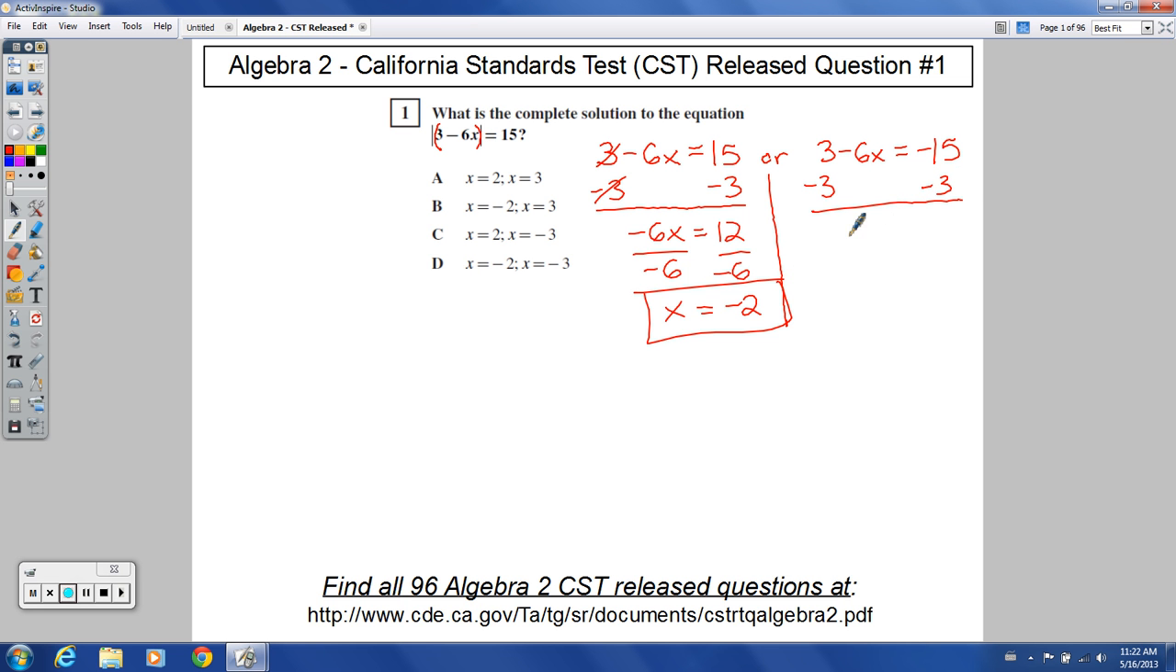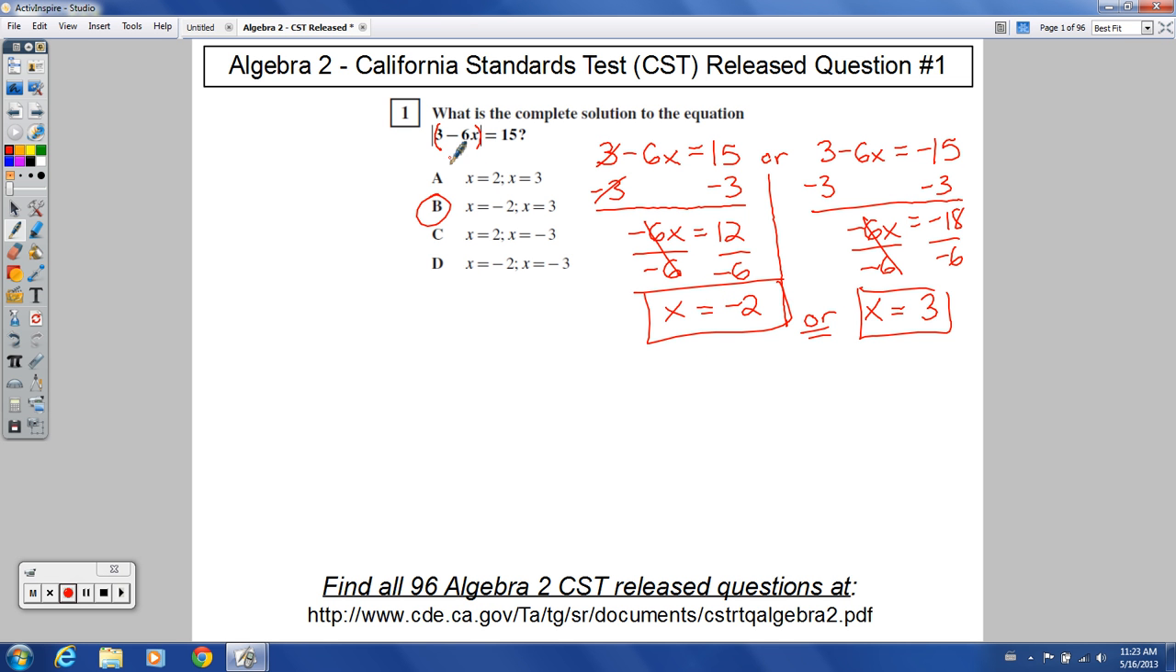Over here, same idea, same concept. Subtract 3 and divide by negative 6. You'll have your answer. The negative 6's will cancel just like they did over here. This negative divided by negative will become positive 3. So you have this or this. You have two possibilities, two answers, and it looks like that is choice B, yes.